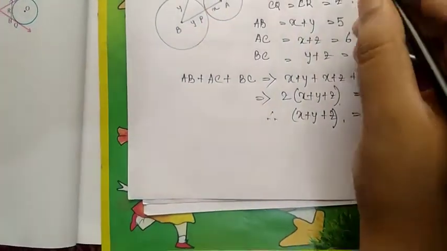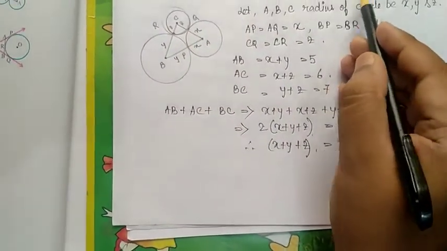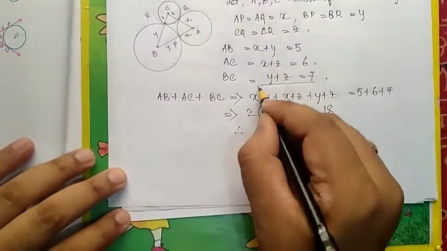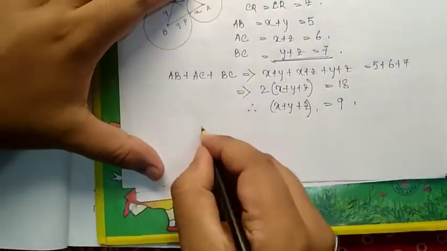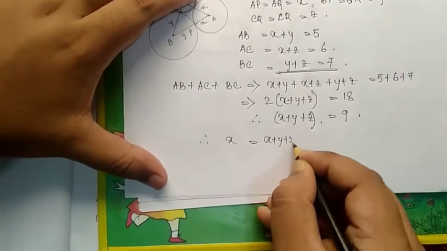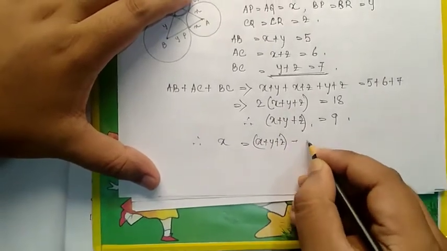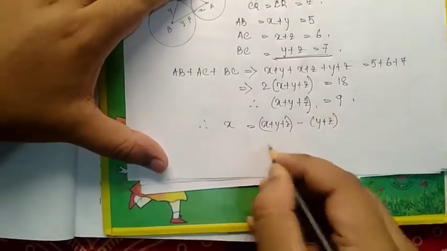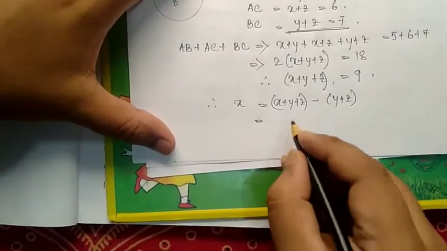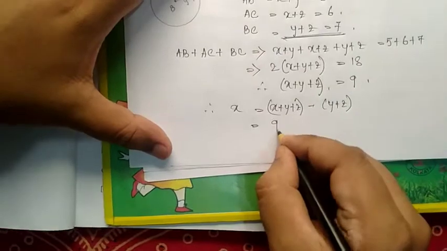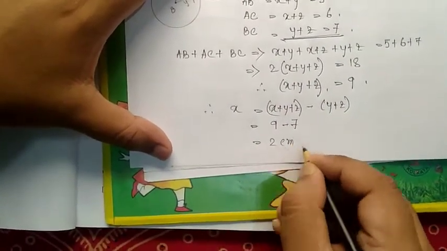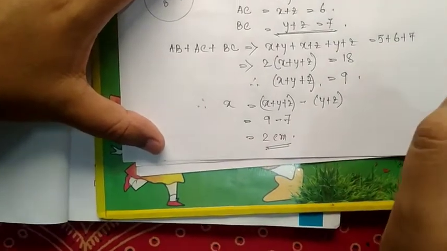Now we have to find the radius of the A. So therefore we have to find the x. We know the value of y plus z, 7. So therefore x equal to x plus y plus z minus y plus z. If we're gonna subtract this, therefore the remaining part is x. So x plus y plus z is 9 and y plus z is 7. So 9 minus 7, 2 centimeter. So the radius of the A is 2 centimeter.